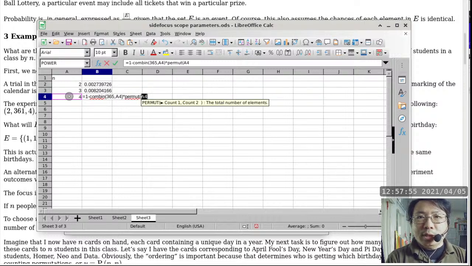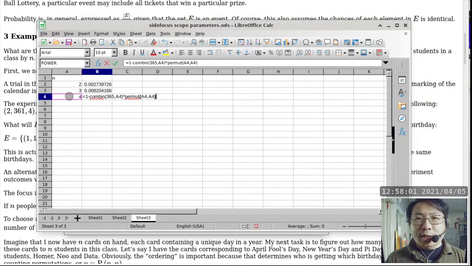And this time it is the class size and then the class size again, because that really just tells us, if I have chosen a particular set of distinct dates out of 365, how many different ways can I distribute the same dates to everybody in class? That's what the permutation is representing.